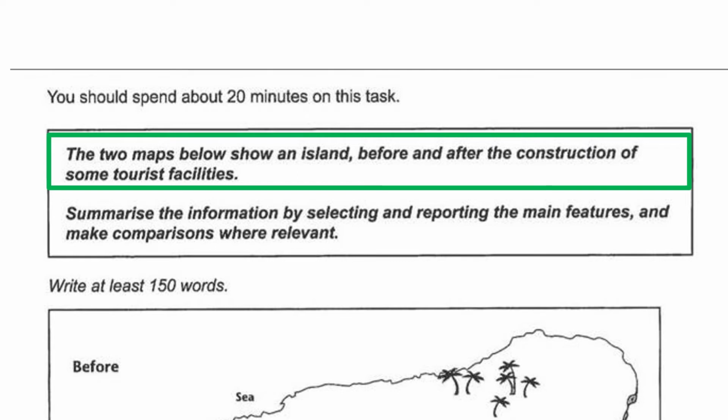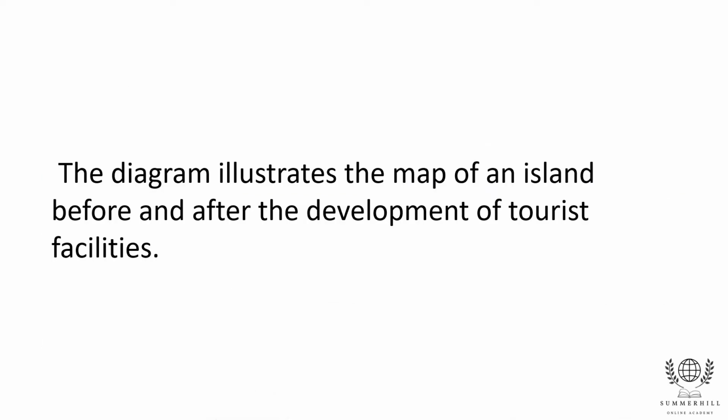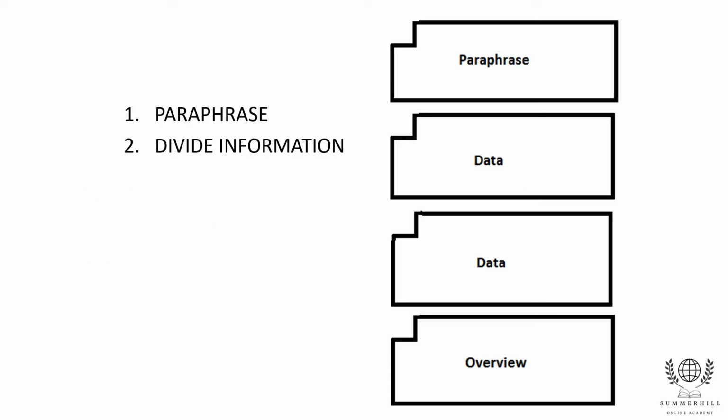And here it says the two maps below show an island before and after the construction of some tourist facilities. Okay, so once again, we're going to go straight to paraphrasing the sentence. We can do this right away. We don't have to waste time analyzing this map at this point. Just by paraphrasing this sentence, we're going to get a clear idea of what it is that we're describing. Let's take a look at our example. The diagram illustrates the map of an island before and after the development of tourist facilities. Okay, so that paraphrase gives us a clear understanding of what it is that we want to do.